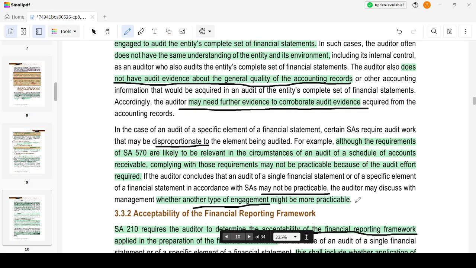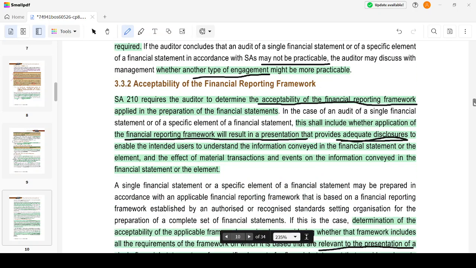Then, acceptability of financial reporting framework. SA 210 requires the auditor to determine the acceptability of the financial reporting framework applied in the preparation of the financial statement. In the case of audit of a single financial statement, this includes whether I am applying all the requirements of the presentation and disclosures, and also giving adequate disclosures which would enable the intended user to understand the information which I am going to convey. Okay, I am going to convey that inventory is proper. So I should give all related notes and disclosure to convey this particular information.